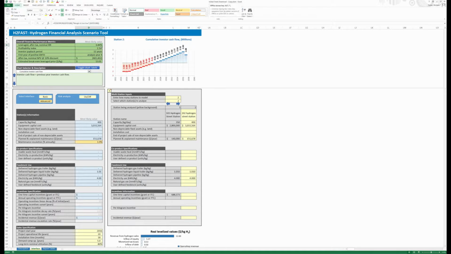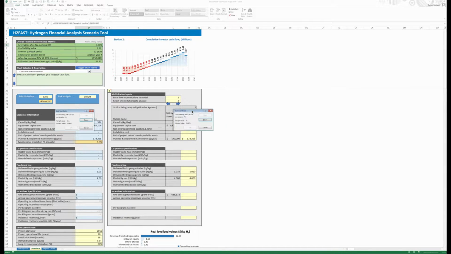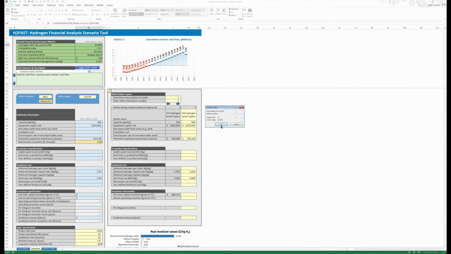So again, we can use goal seek, and we'll say that we want 10% IRR by changing the size of the station. And the model is going to crunch through, and I don't like round numbers, and we'll just double check. So it's calculating that you need about 600 kilograms per day for this particular station type, so that the economies of scale in terms of capital are adequate.